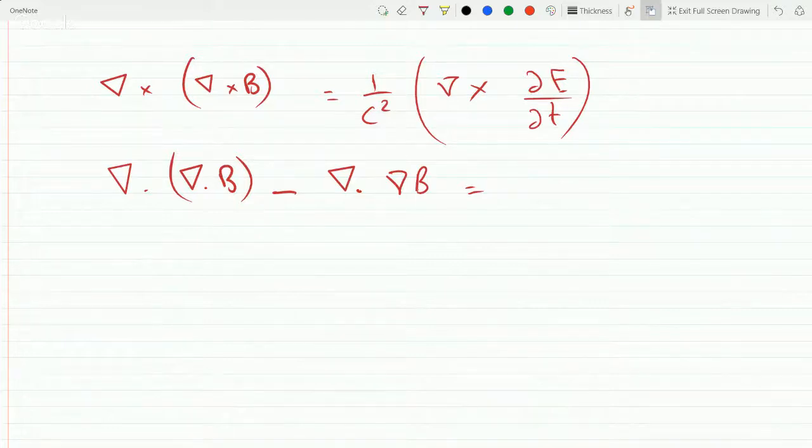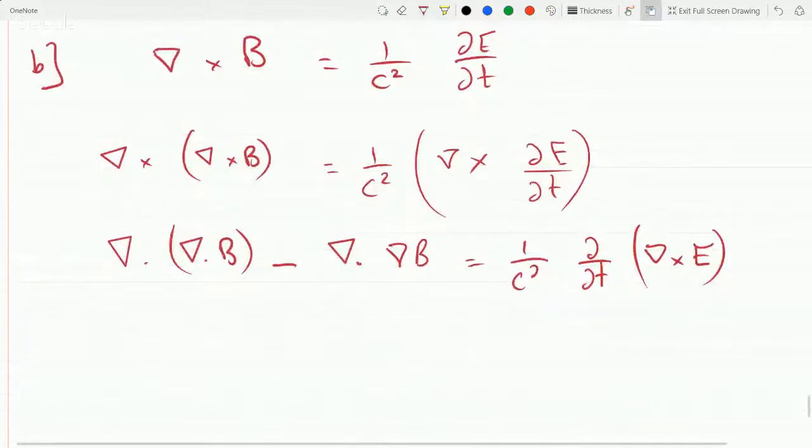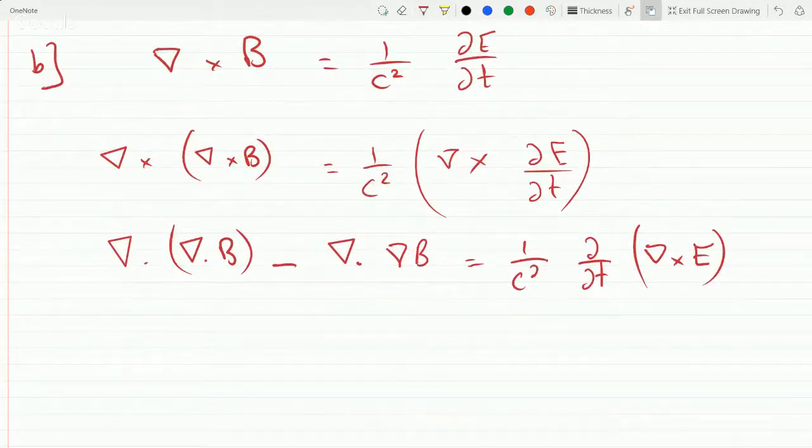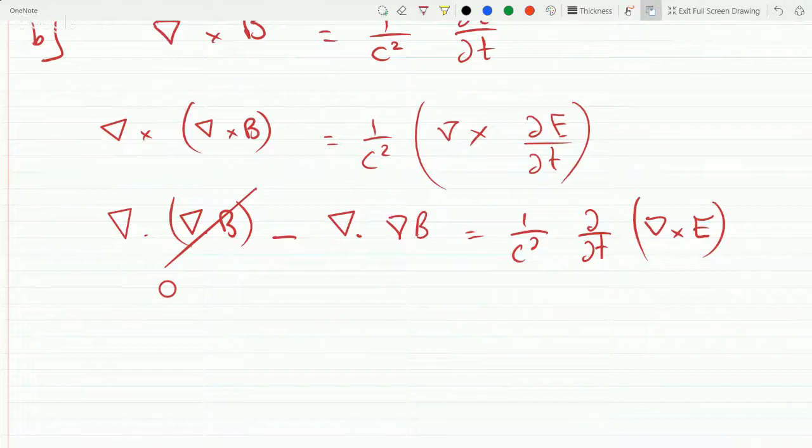Okay, and so this is going to become 1 over c squared d over dt of the curl of E. Now, let's go back to the question. This guy is 0, so he goes away, and I get minus d squared B equals 1 over c squared.